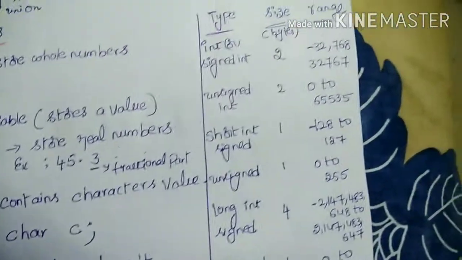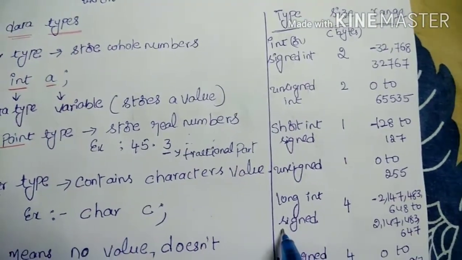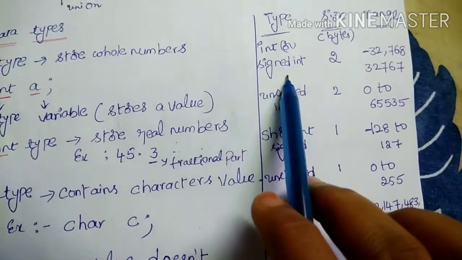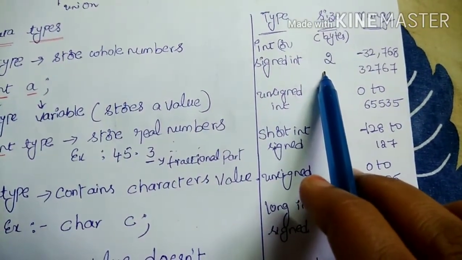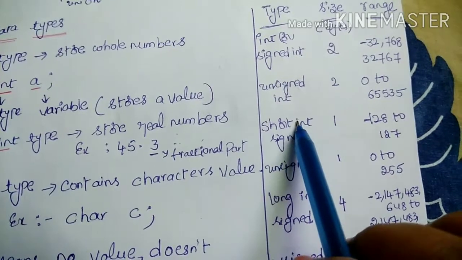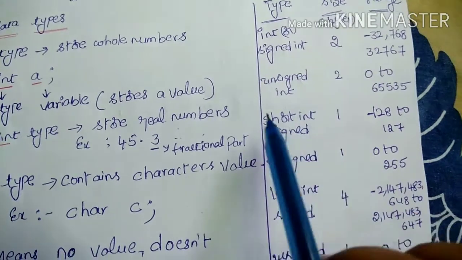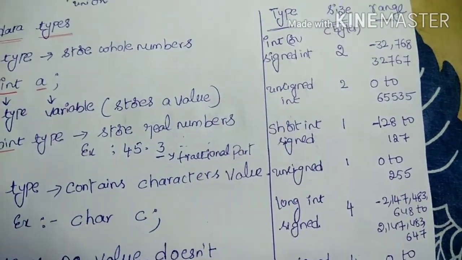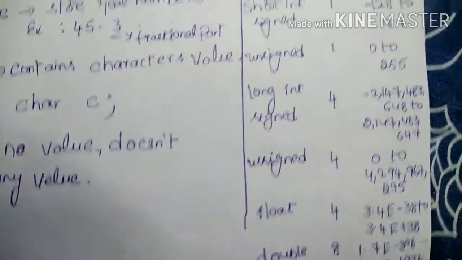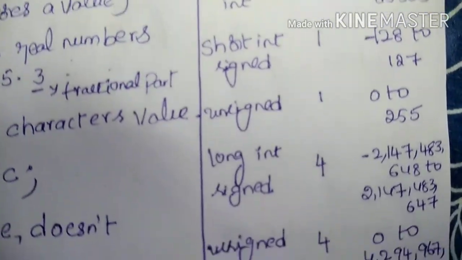See here, there are types of data types, and the size and the range of values. Int, how many bytes is it going to store? 2 bytes, and this is the range of numbers. And unsigned int, 2 bytes. 1 byte is equal to 8 bits, that means 16 bits. Again in integers there are types: signed int, unsigned short int, long int, unsigned long int. So these are the sizes and the range of values.